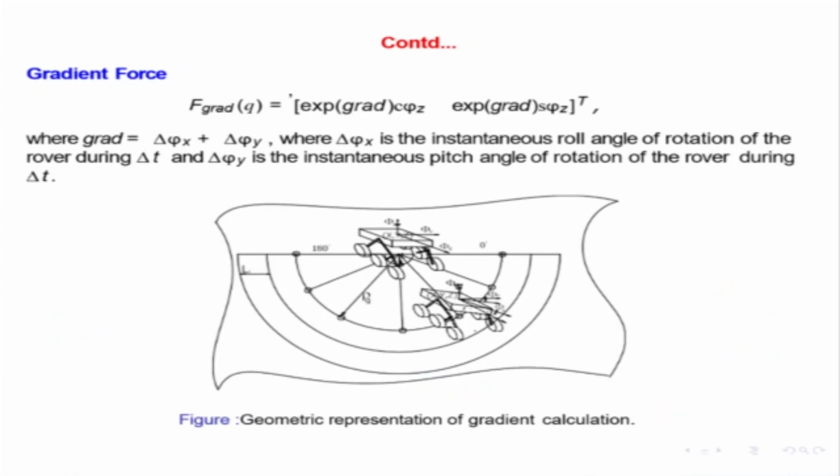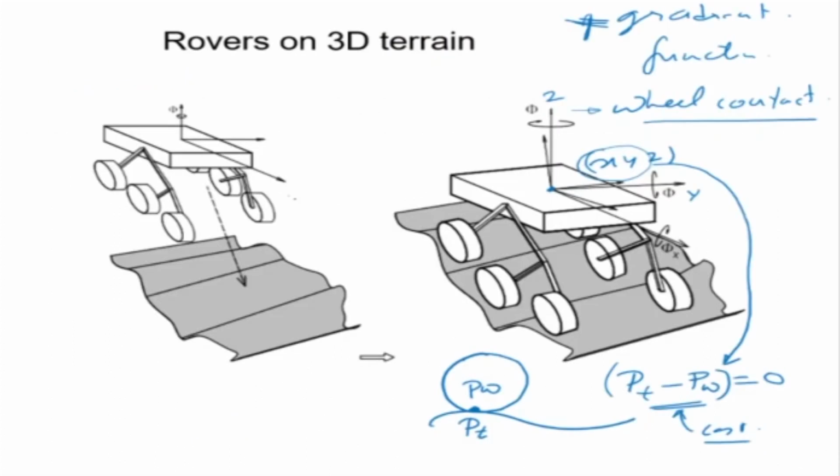Now, what about the gradient force? Now, how we define the gradient force is, let me go back to this figure. It's easier to explain here. So I said that there is an x-axis, y-axis, and a z-axis. Okay, and this is also called my roll pitch yaw axis. So this is my roll axis. This is my pitch axis, and this is my yaw axis.